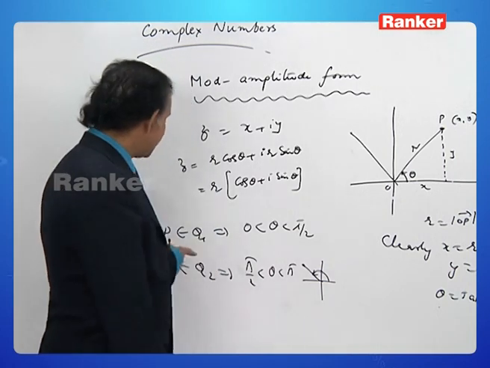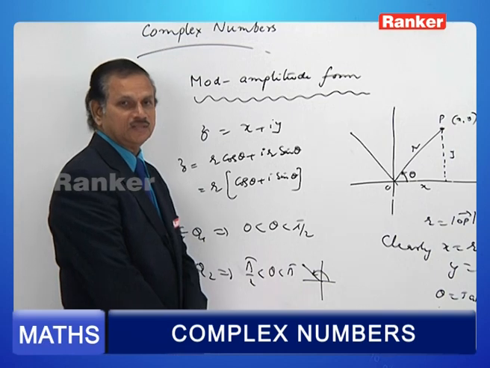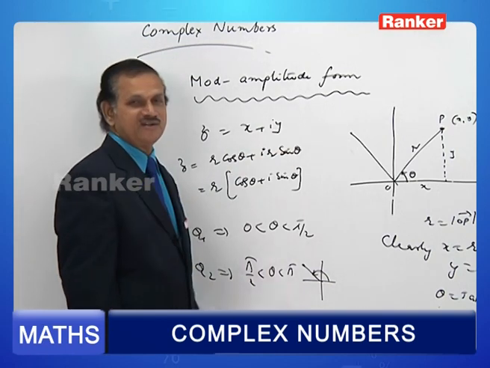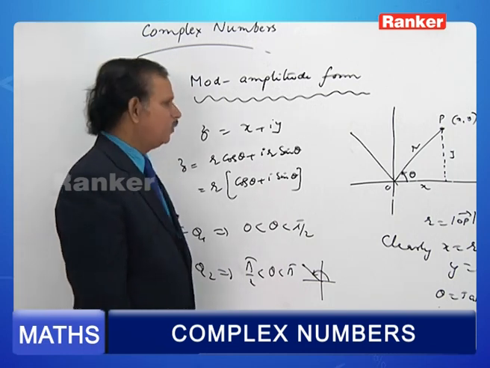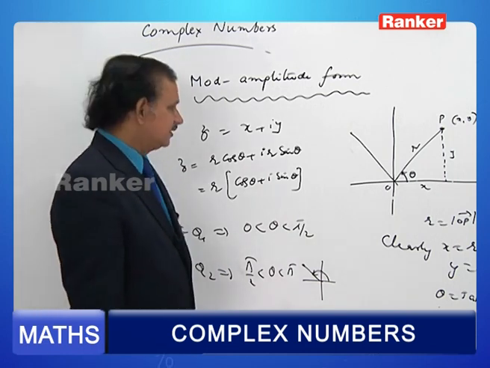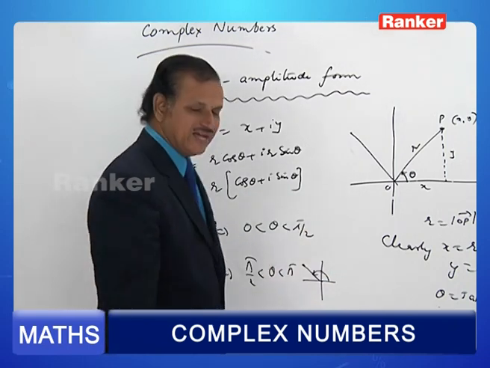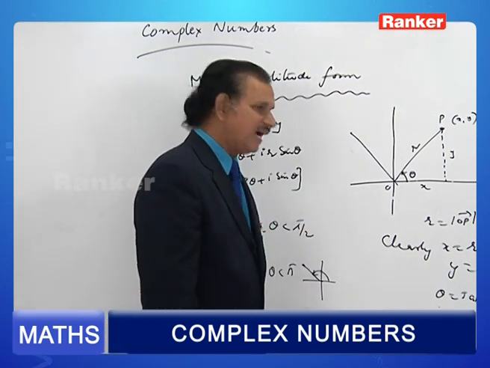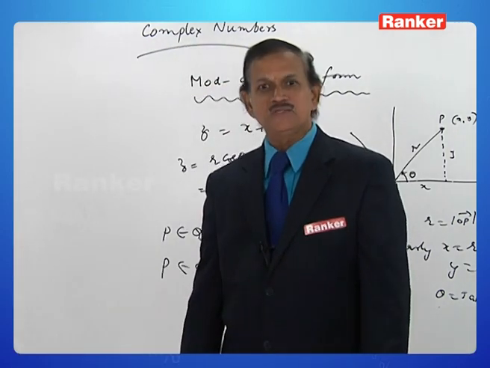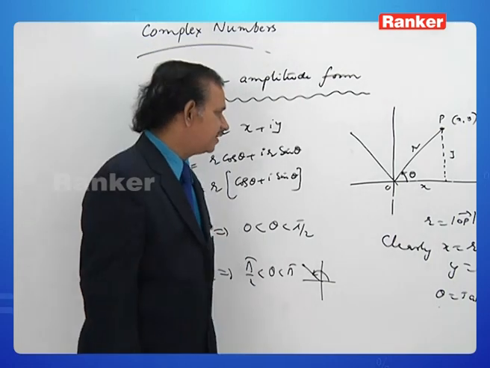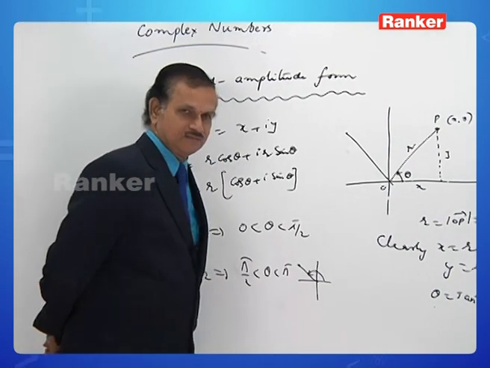How to know whether P lies in first quadrant or second quadrant or third or fourth? Simply by noting the coordinates of P by looking at the complex number x plus iy. We have noticed that theta lies between 0 and pi by 2 or pi by 2 and pi, as and when the point P lies either in the first quadrant or second quadrant. What happens when it lies either in third quadrant or fourth quadrant? How to take the decision?